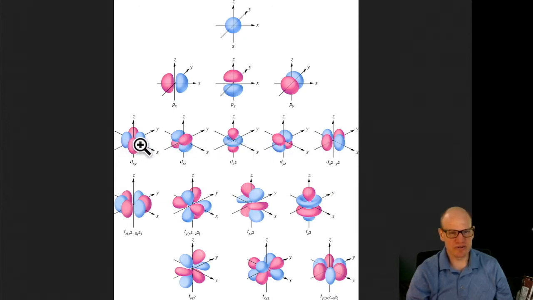You can have them go around this direction. You can go around that direction. Then you can have it go around this direction. Then you can have this one, which is different from this one, because you'll notice that the pink is in a different location than the blue. And then you have this one here in the middle.